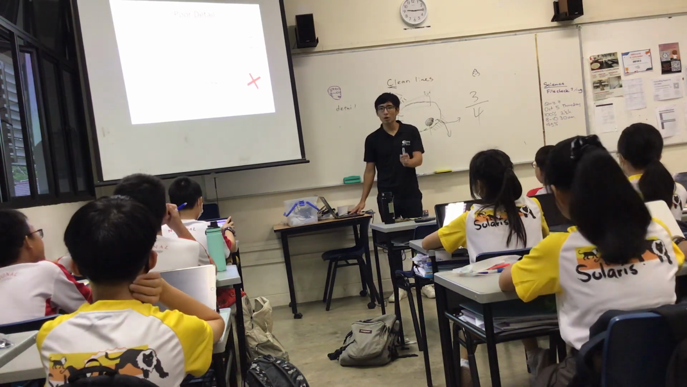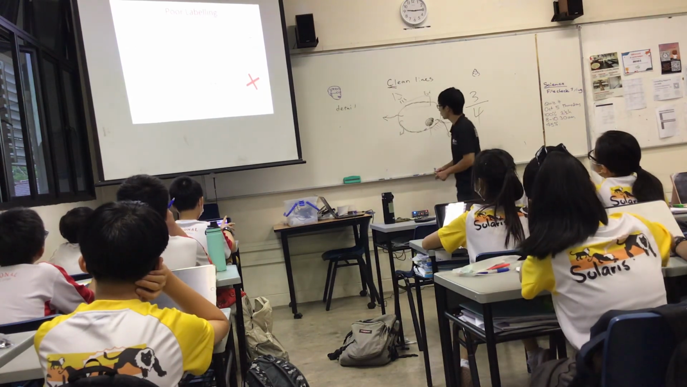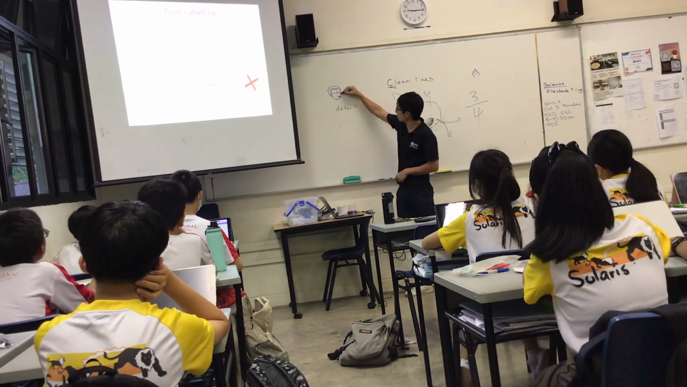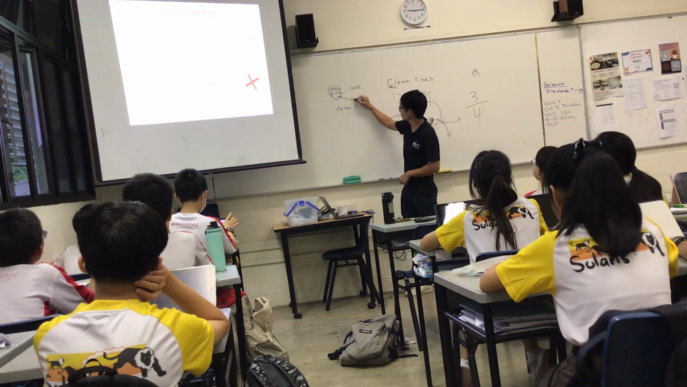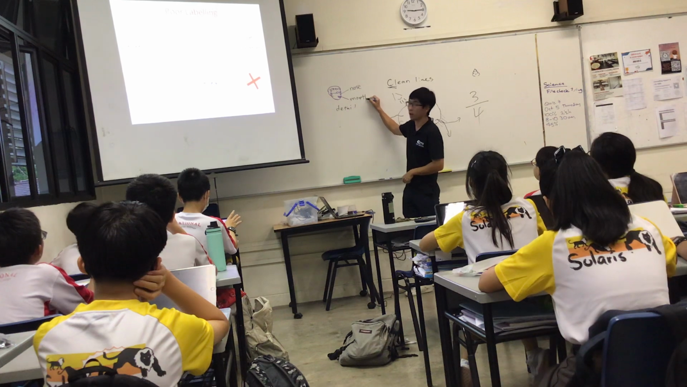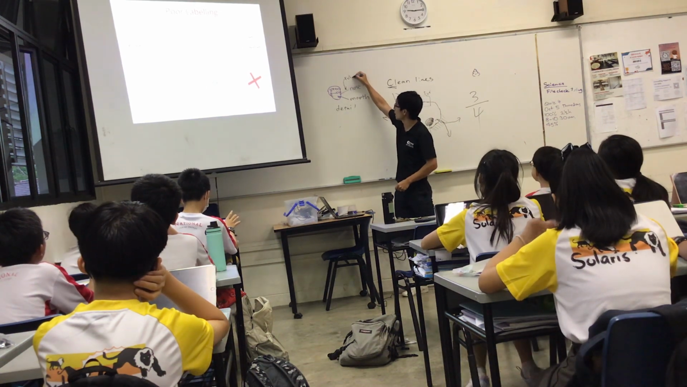Can show pass drawing? L for labels. Last but not least, you need to label. So for example, nose, mouth, so on and so forth. But when you label, make sure these lines you use a ruler.